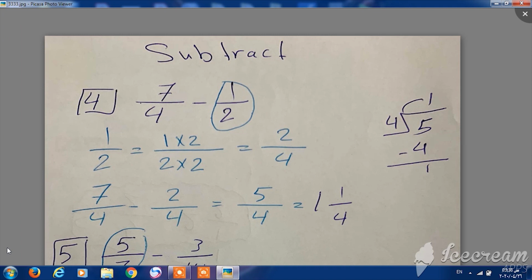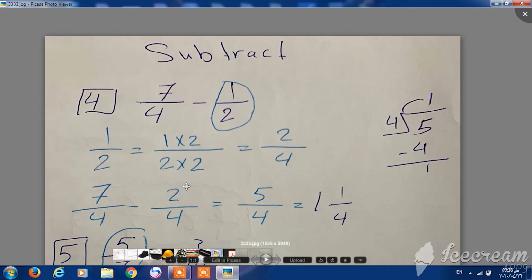We have more practice. Let's do it. 7 over 4 minus 1 over 2. From there, also like the addition, we take this fraction. It has the lesser denominator, so we multiply by 2, we get 4. Okay, when you multiply the denominator, you must multiply the numerator also. 1 multiplied by 2 equals 2, and 2 multiplied by 2 equals 4. So we get 2 over 4, and you put it in the place of 1 over 2. We put it there, we get 7 out of 4 minus 2 out of 4.